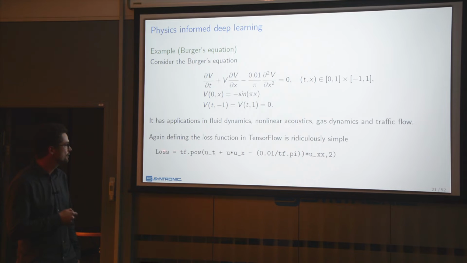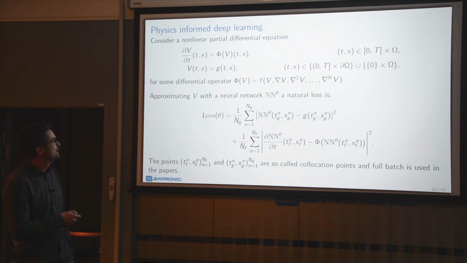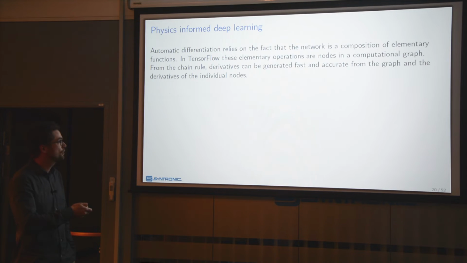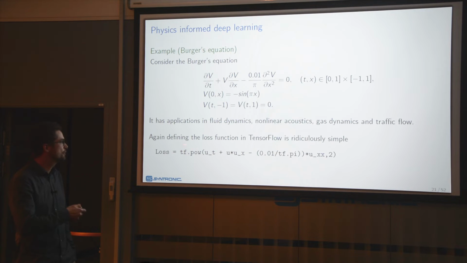So the loss is just everything in the equation moved to one side, squared. And then of course you have to do perhaps some batching, or you have to take into account the collocation points and so on. So it's not fully true, but essentially.